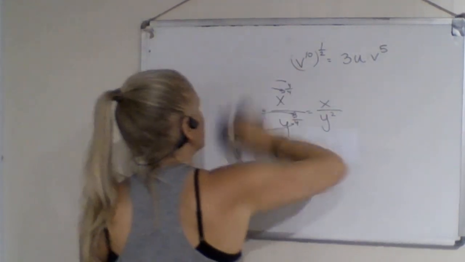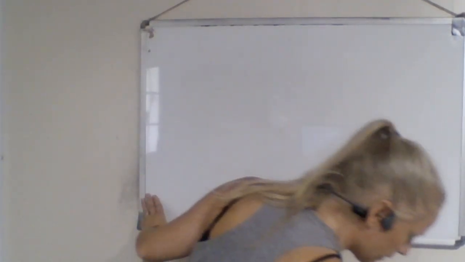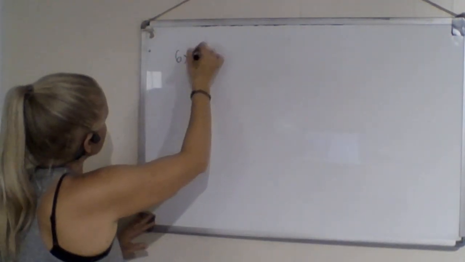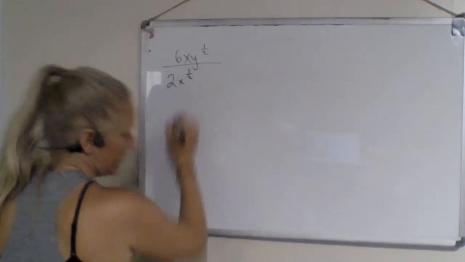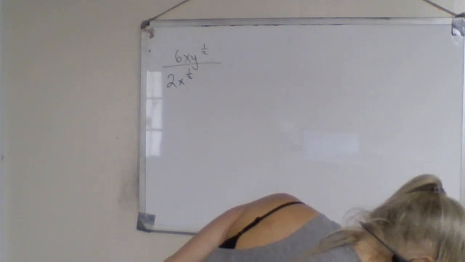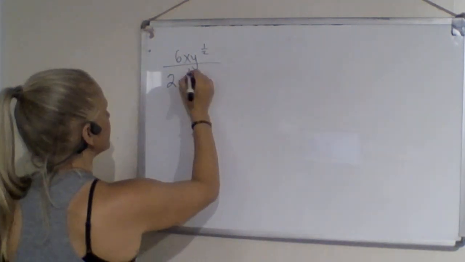Let's do the last example before we move on to greener pastures that you're going to hate. 6xy to the 1/2 all over 2x to the 1/2, times z to the negative 5.